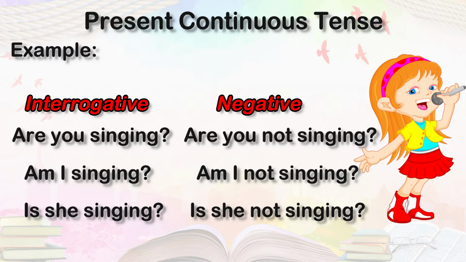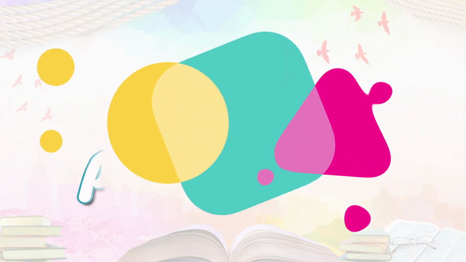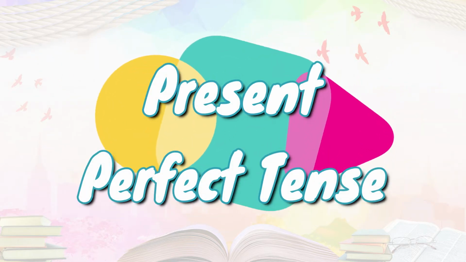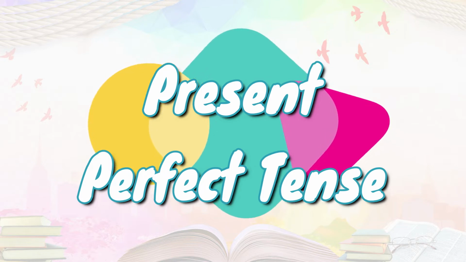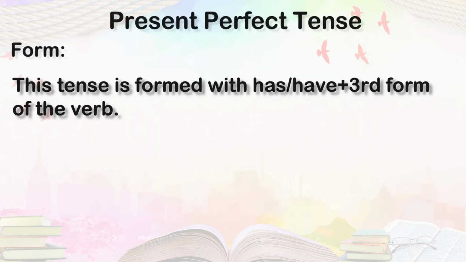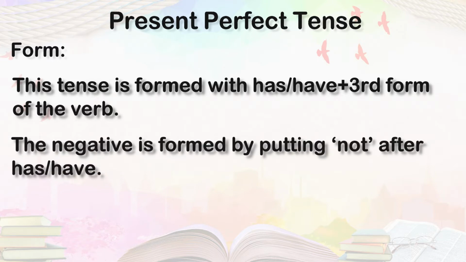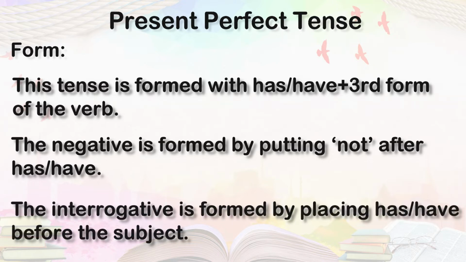Children, now let's move further. Present perfect tense. Form. This tense is formed with has, have plus third form of the verb. The negative is formed by putting not after has, have. The interrogative is formed by placing has, have before the subject.